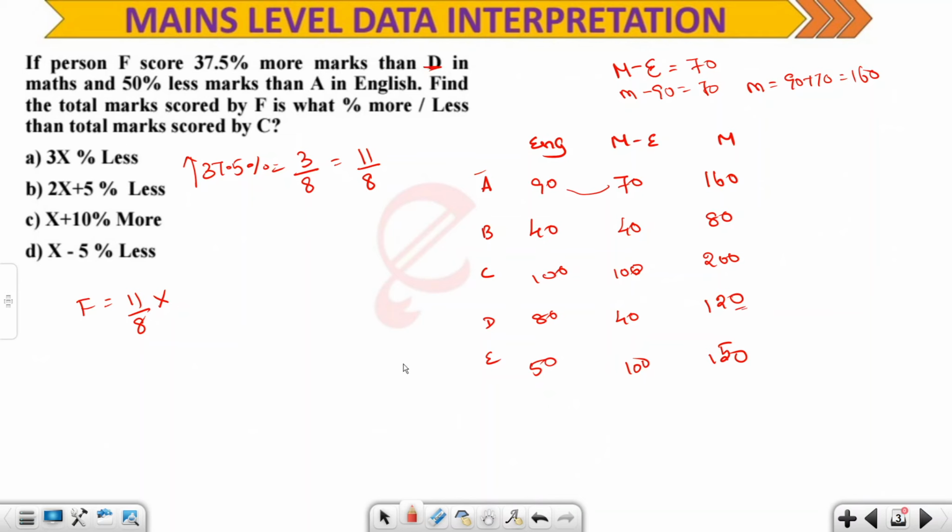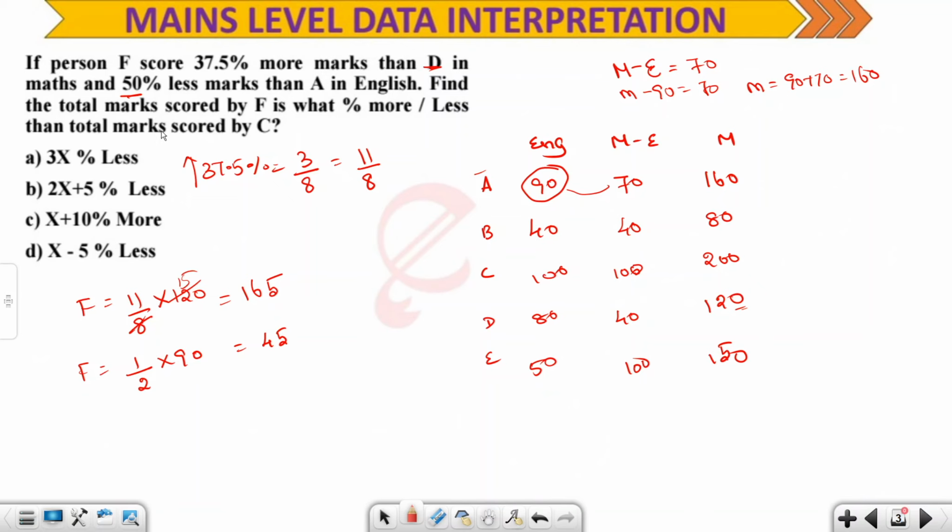Okay, what is the marks scored by D in max? 120. So if I cancel, this is one time and this is 15 time, which is nothing but 165. And F scores 50% less marks than A in English. Okay, so A in English, how much? 90. So 50% less in the sense of 90, which is equal to 45.